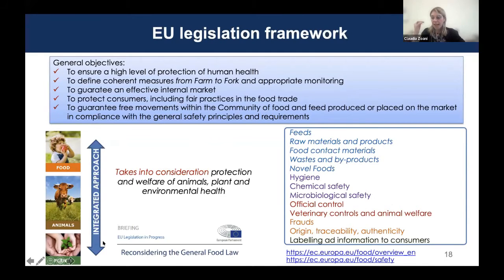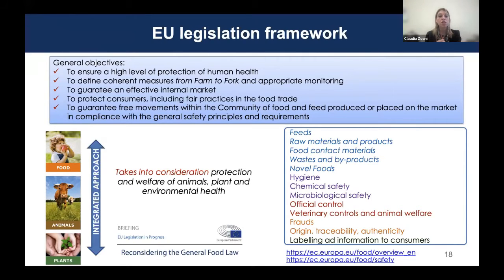So let's move to the next topic of our agenda, and so the legislation framework. What we have to do is to start, first of all, from the legislation framework of the European Union. And briefly, what we can say is that, in general, it has the objective to ensure a high level of protection of human health, to define coherent measures from farm to fork and appropriate monitoring systems, to guarantee an effective internal market, to protect consumers including also fair practices in the food trade, and to guarantee free movement of goods within the community.